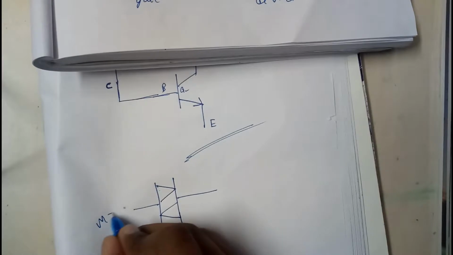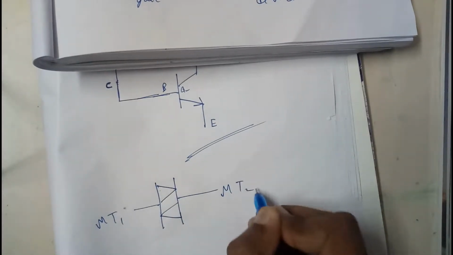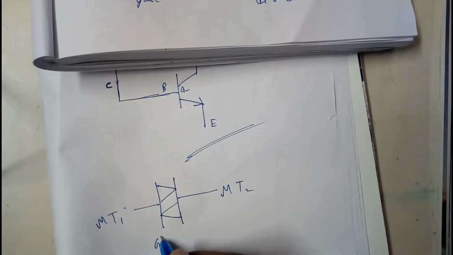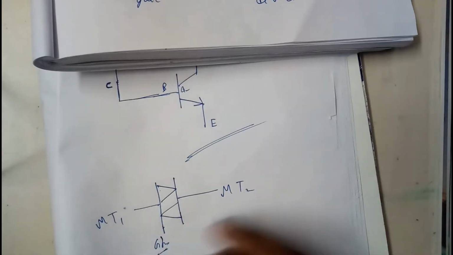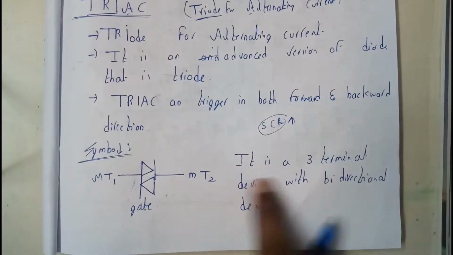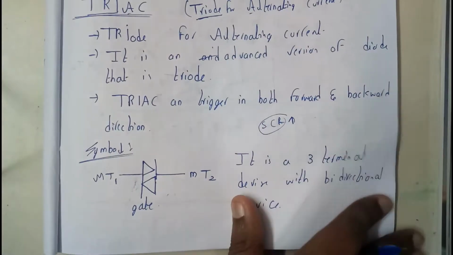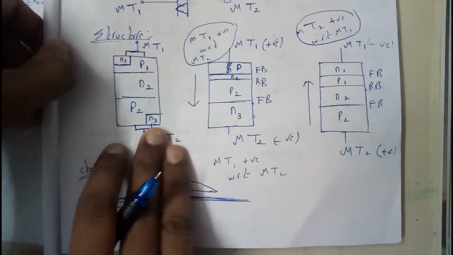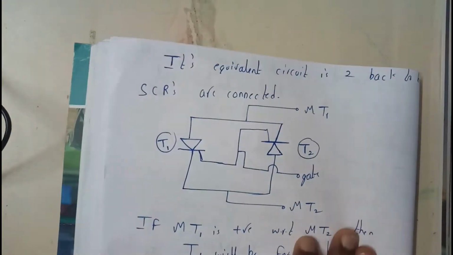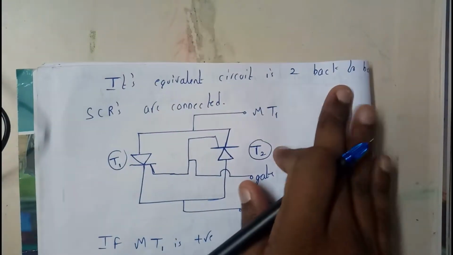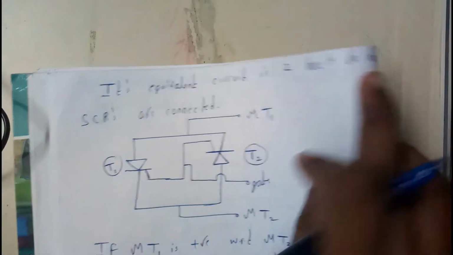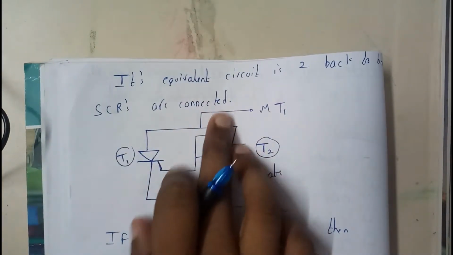This will be our first terminal MT1, this will be our second terminal MT2, and this will be our gate. Now I hope everyone got a 100% clear idea on the diagram. It is a three terminal device, and it is a bidirectional device. I hope everyone got a small idea on this. Further moving on, its equivalent circuit is a back-to-back SCR connection guys.